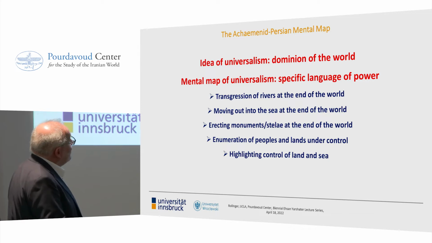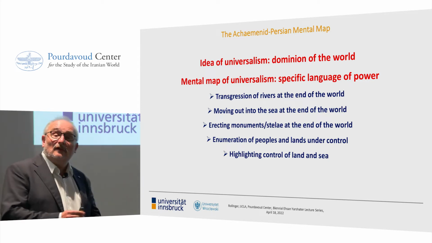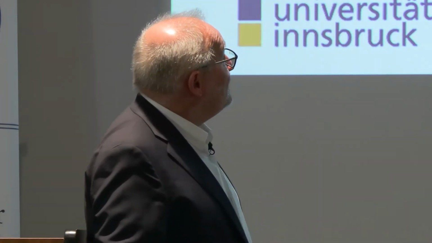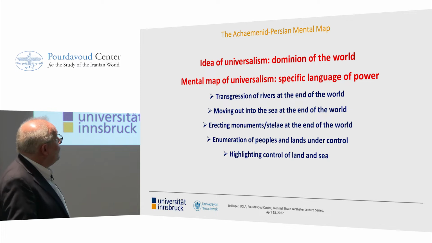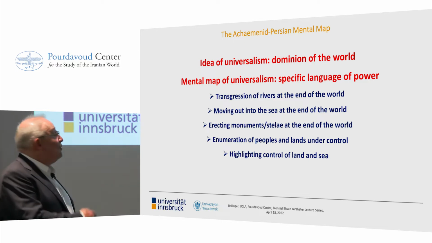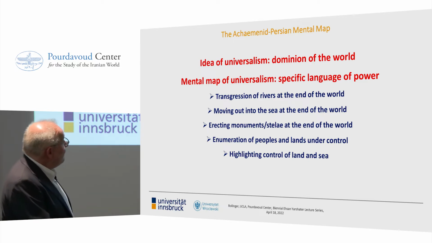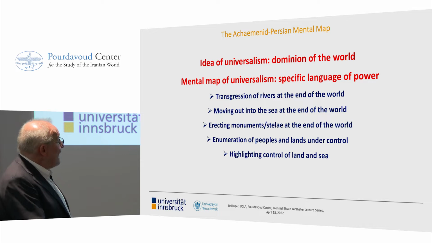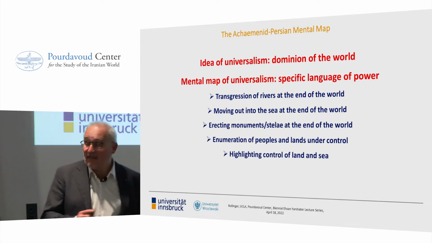That is the transgression of rivers at the end of the world. You have seen Darius in this last episode of the Bisitun inscription, where he moved beyond the sea. This is the second aspect which is important, and it's combined with the erection of monuments, stelae and others at the end of the world, the enumeration of peoples, which we have just seen, and highlighting the control of land and sea.